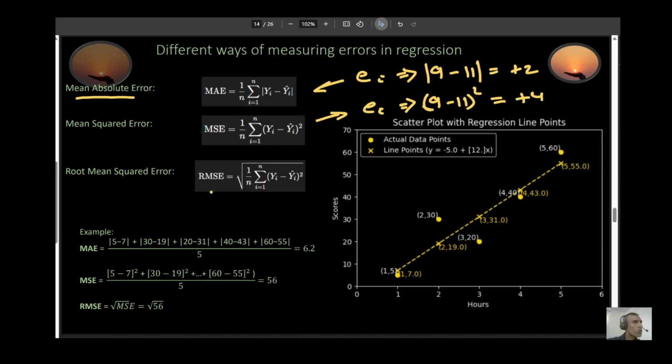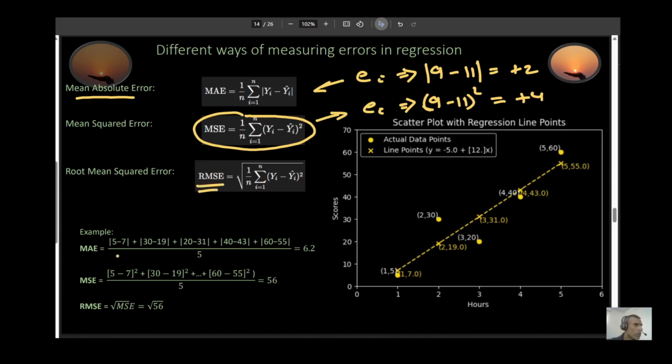Then you also have a root mean squared error. Root mean squared error, basically you're taking this expression and you just square root it. And the reason you square root it is because in this case, your error is going to be in a different unit. So let's say you're dealing in kilometers. So your error will be in square kilometers. So you want to bring it back to the kilometer unit. So in order to do that, you square root it. So this is why this is your root mean squared error.